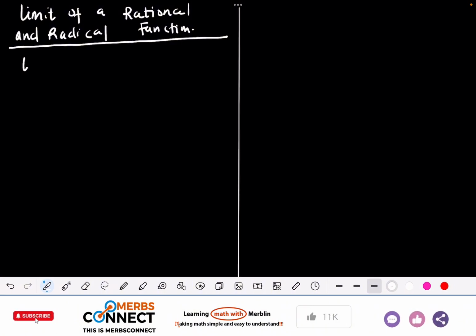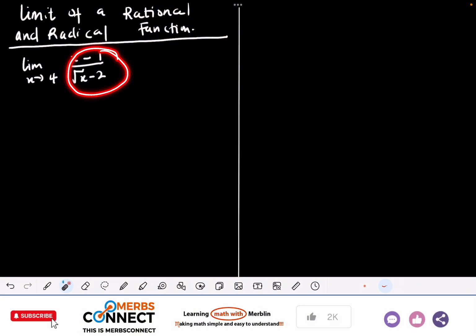So let's assume that I have the limit as x is approaching 2, and then I have x minus 1 divided by root of, so let me make this one 4, so that it will make it nice, root of x minus 2, right? So we can see that this is a rational function, but we have a radical function also right there.